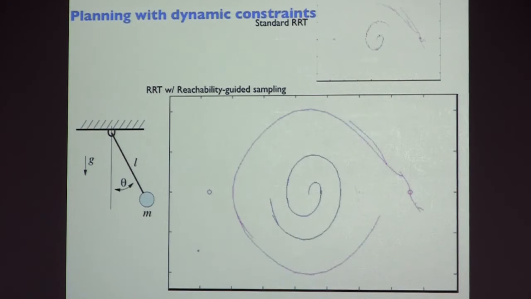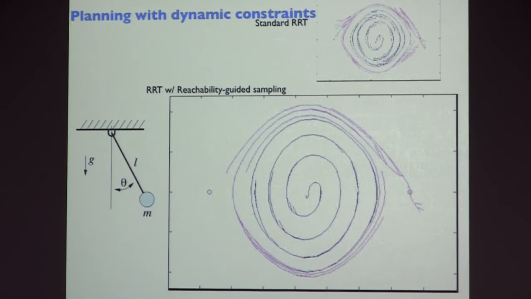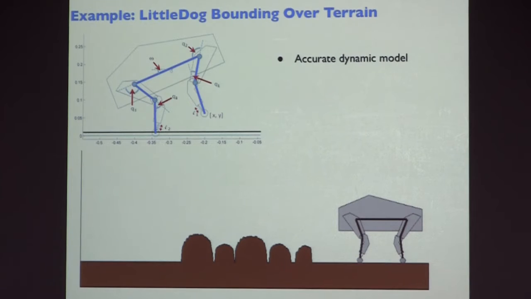So these things have the possibility of working for really pretty complicated problems. We've done a lot of work trying to make them work more efficiently for systems that have dynamics. Just an example of the pendulum, but we can make them work a lot faster with some simple knowledge and heuristics about dynamics. And that sort of culminated in our ability to now take a model of Little Dog. We spent a long time doing system identification. We built a dynamic model of the planar version of Little Dog with accurate foot slip.